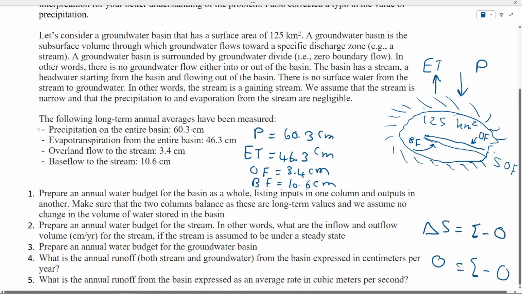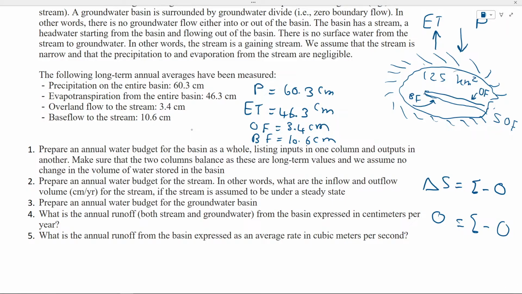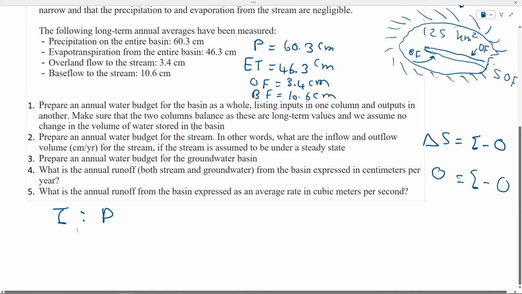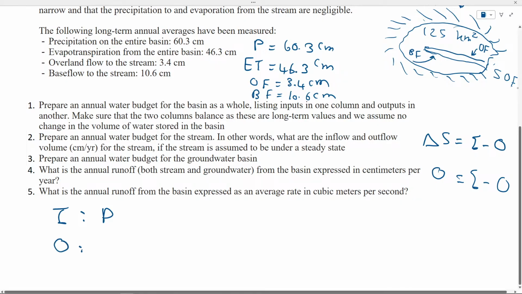So for the entire basin, what's happening is simple. Let's start with the input. What is the input? The input to this basin is precipitation. What is the output of this system? The output is ET. You have precipitation, and you always have ET. What else? It is stream outflow. Is the base flow from groundwater to the stream an output? No, because this is something that's happening internally.